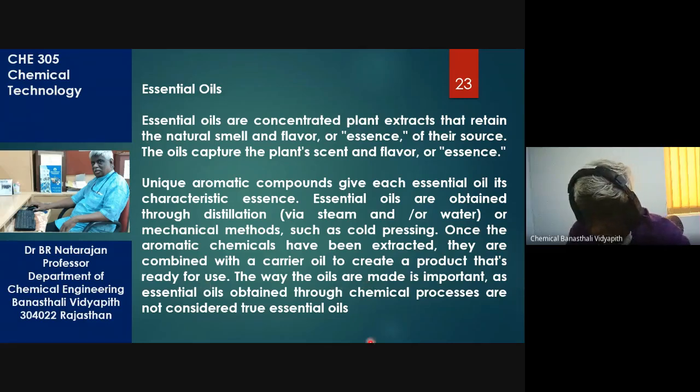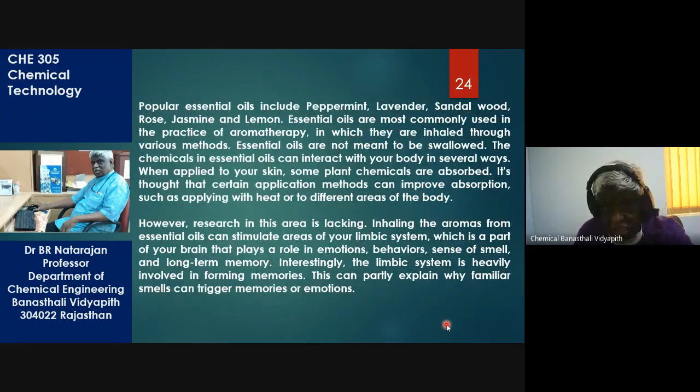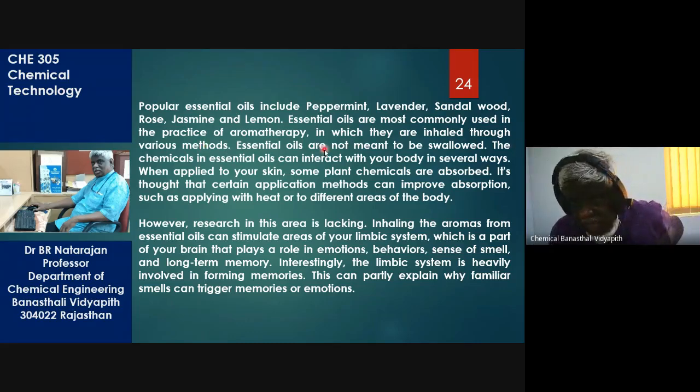The way the oils are made is important, as oils obtained through chemical processes are not considered true essential oils. Popular essential oils include peppermint, lavender, sandalwood, rose, jasmine, lemon. Essential oils are most commonly used in the practice of aromatherapy, in which they are inhaled through various methods. Essential oils are not meant to be swallowed.